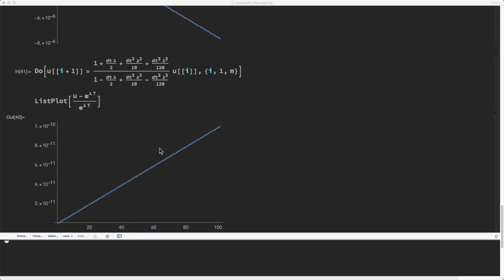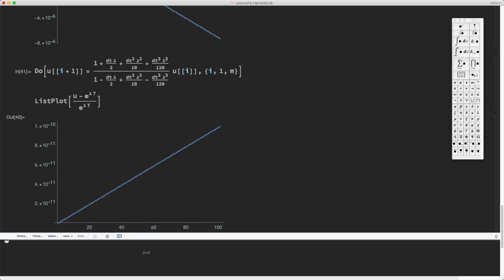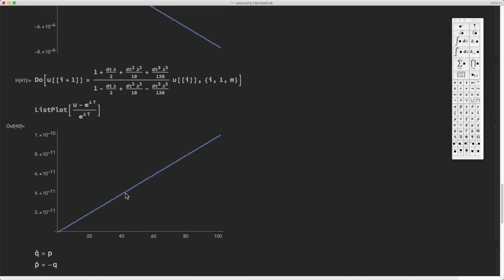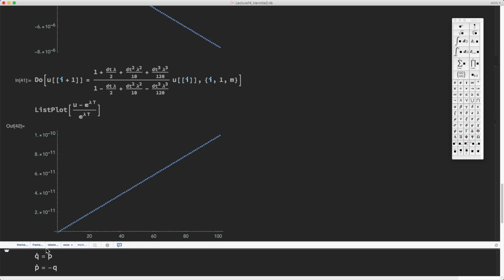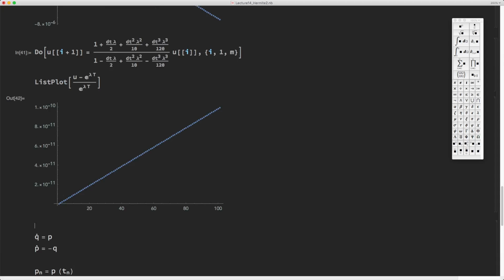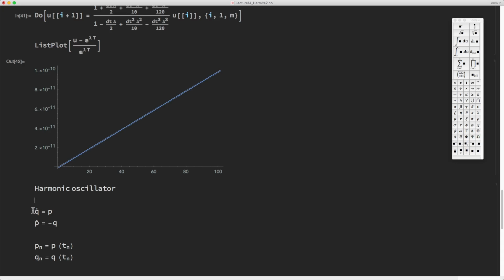Okay, so now let's move on to a system of ordinary differential equations. So let's consider the harmonic oscillator again. As in the previous video, we have a linear set of equations for the harmonic oscillator. So Q is the position, P is the momentum, and the equations are Q dot equals P, and that's simply the momentum, which is mass times velocity, and we've set the mass to 1. And this is Newton's second law.